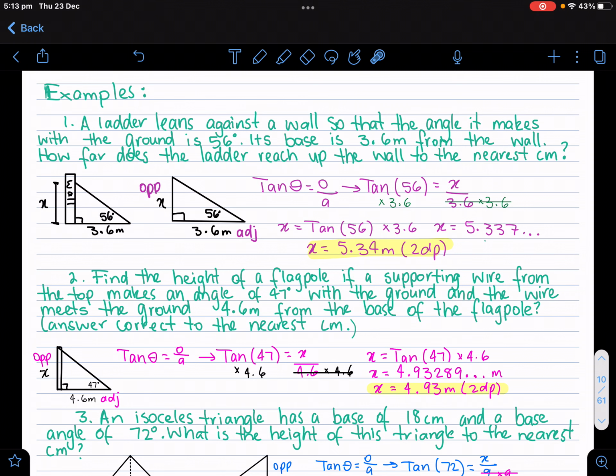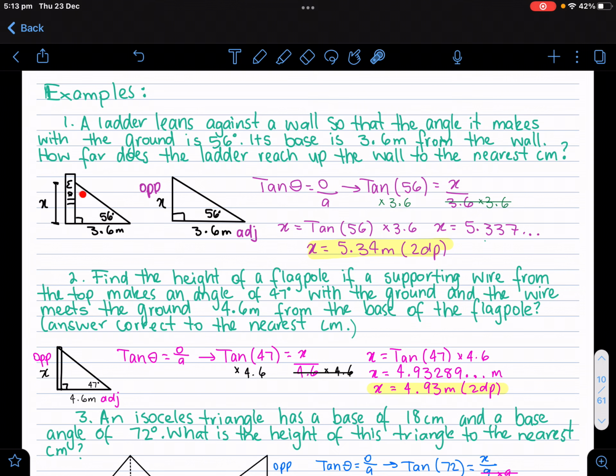Then we go through and we identify what numbers or information the question has given us. So the question says, the angle the ladder makes with the ground is 56 degrees. So that means that angle there, ladder, ground. Not ladder and wall, ladder and ground. If the question said, what angle does the ladder make with the wall? Well, that would be up there then, but it doesn't.